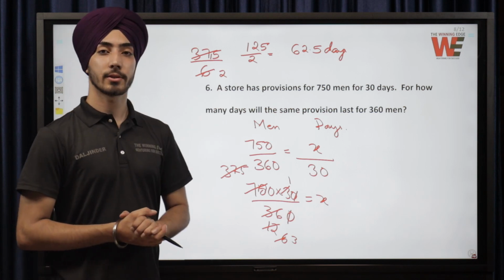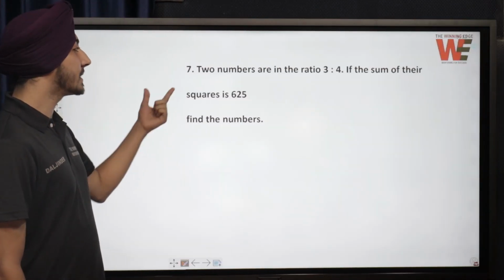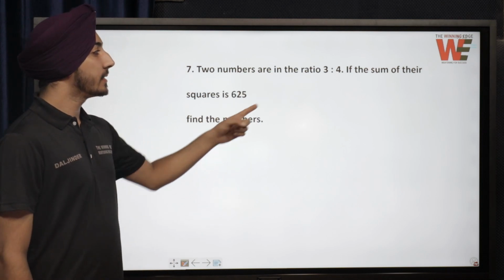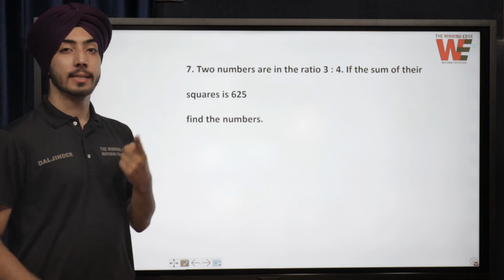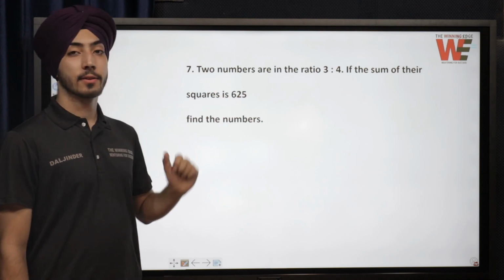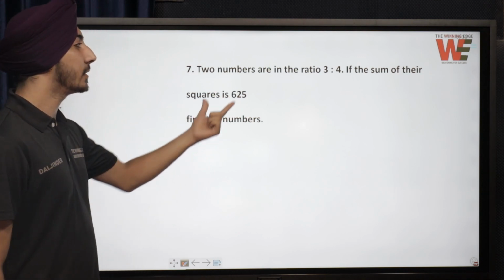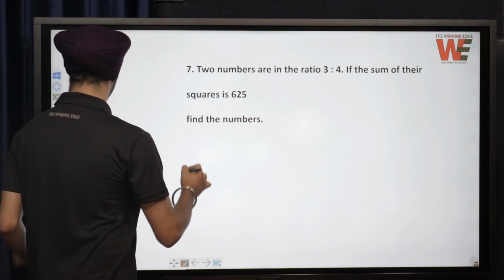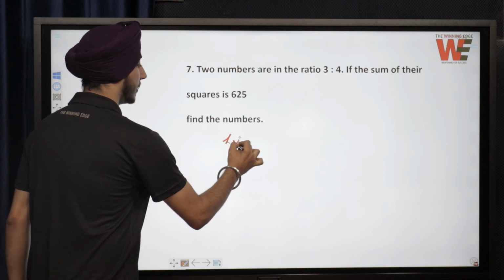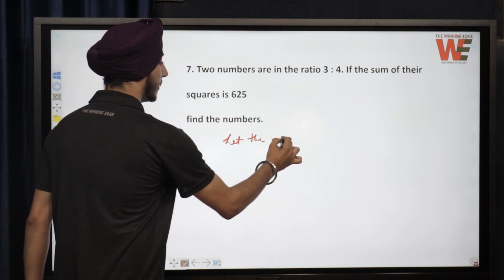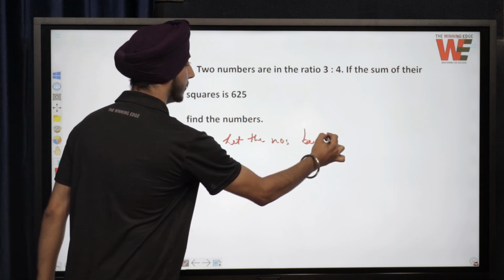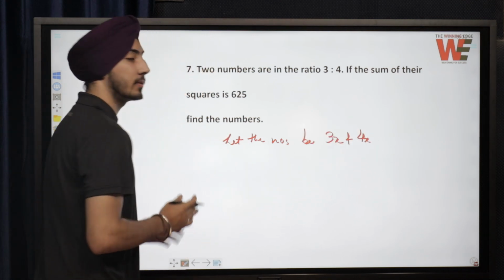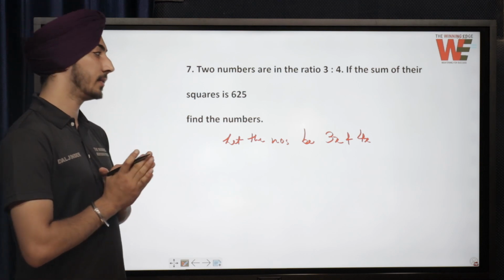Now let's look into question number 7. Question number 7 says two numbers are in the ratio 3:4. Alright. Then it says that the sum of their squares, sum means addition, is 625. Now as we already know, whenever two numbers are given in ratio, we assume them as, let the numbers be equal to 3x and 4x. Whenever the numbers are given to you, add x to them if they are in ratio.